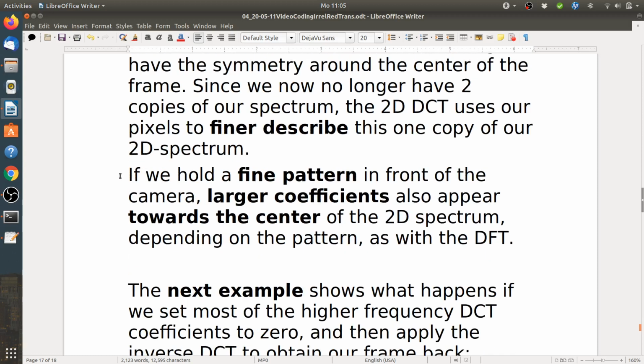Yeah, so if you hold a fine pattern in front of the camera, larger coefficients also appear towards the center of the 2D spectrum, depending on the pattern, as with the DFT. Yeah, and this is what we just observed. When you hold printed text in front of the camera, we get, for instance, finer patterns and higher frequencies.